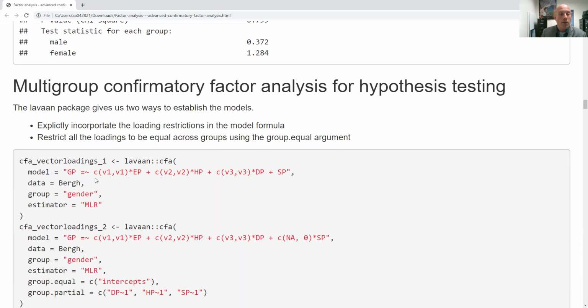All right, so let's take a look at the vector version first, the one that's this version. If I look here, you'll notice that I've got two groups, right?